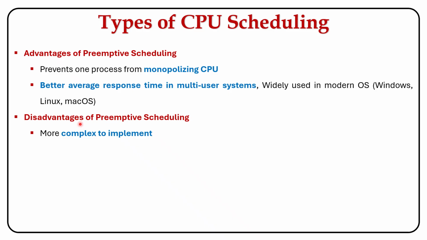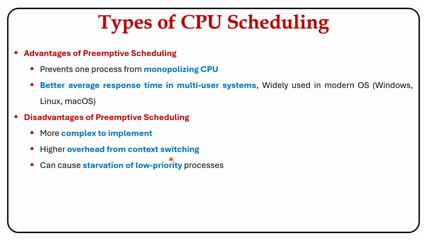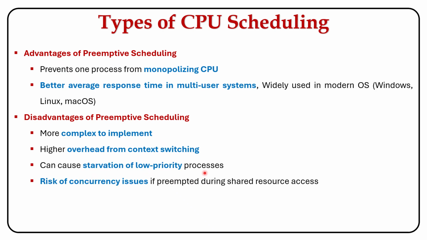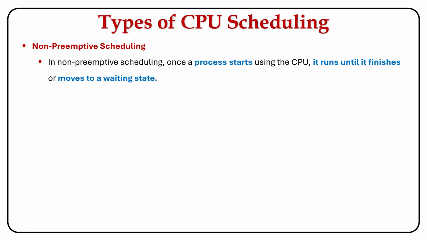The disadvantages of preemptive scheduling is it is more complex to implement, it has a higher overhead from context switching, it can cause starvation of low priority processes, and the risk of concurrency issues if preempted during shared resource access. Now let's check out the non-preemptive scheduling.